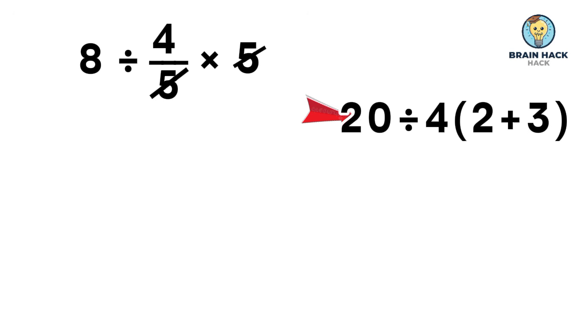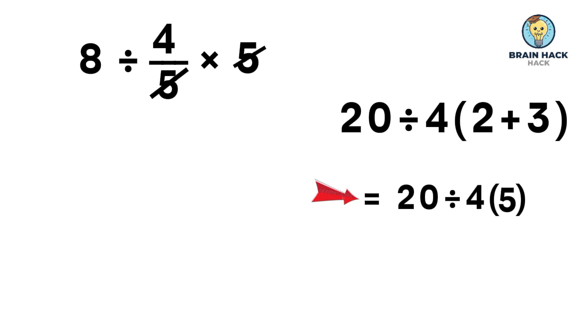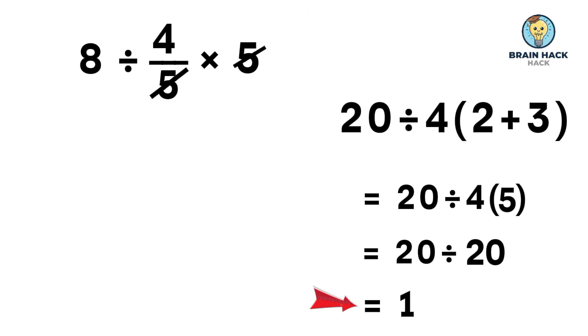Expression: 20 divided by the product of 4 and the quantity 2 plus 3. Step 1. Solve the innermost parentheses. 2 plus 3 equals 5. Step 2. Solve the remaining multiplication. 4 multiplied by 5 equals 20. Step 3. Divide 20 by 20. Result equals 1. Correct answer, 1.